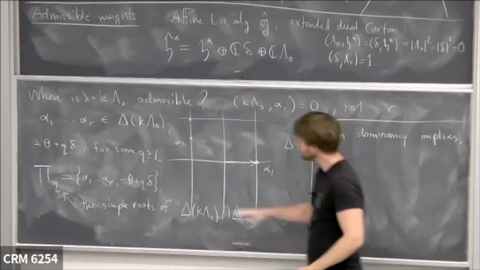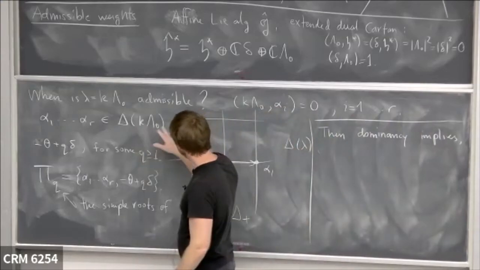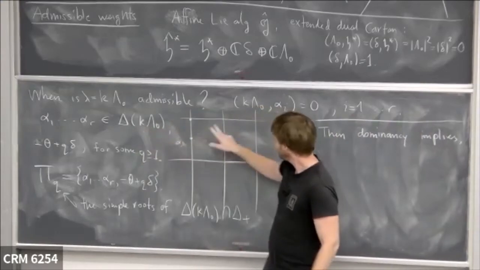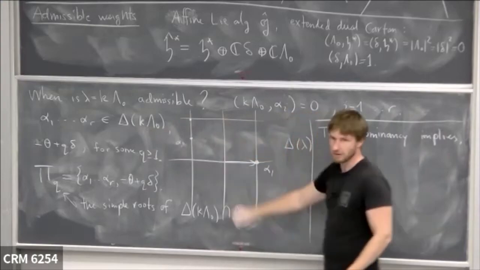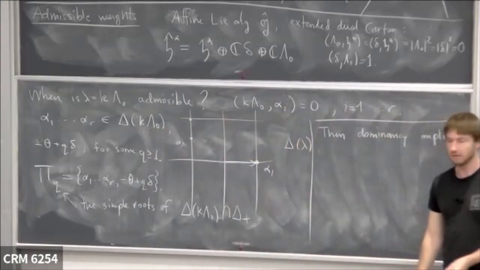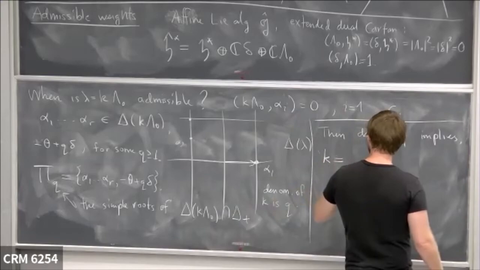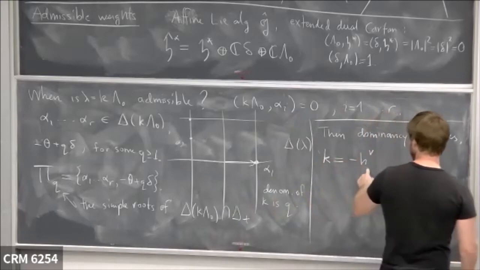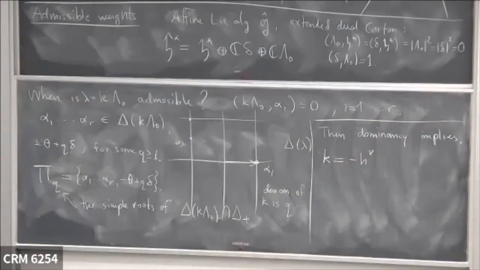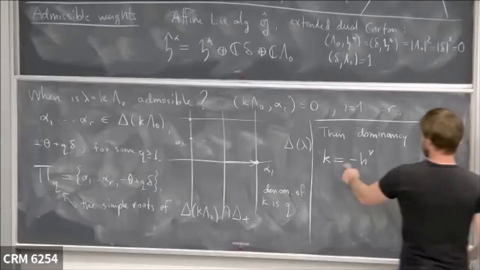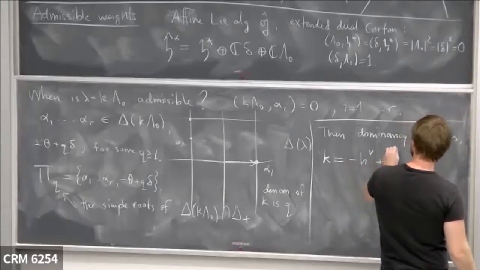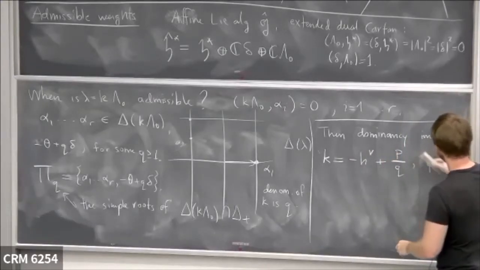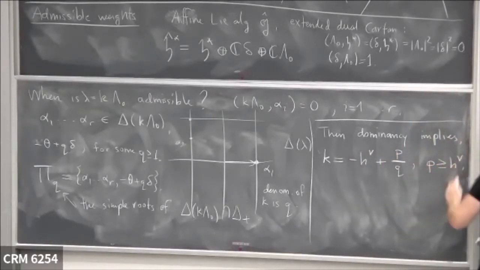This is going to be the set of simple roots for the positive root system of lambda. Well, okay, so we're finding that this weight paired against q delta is giving an integer. So that means that the denominator of k is q. So k, in fact, there's a correction that appears because we're adding and subtracting this Weyl vector at every point. And the Weyl vector involves h check times lambda 0. So in fact, k has to be of this form. And then dominancy implies that p has to be at least h check.